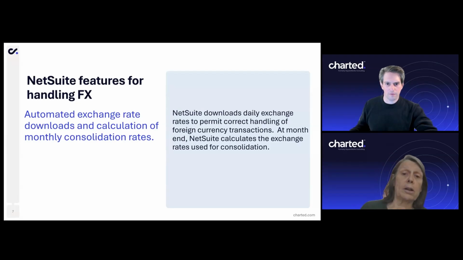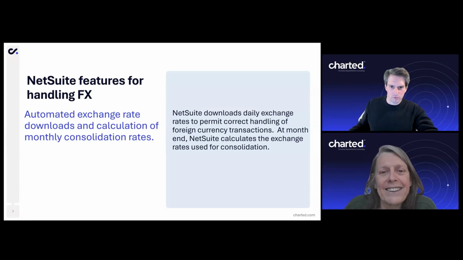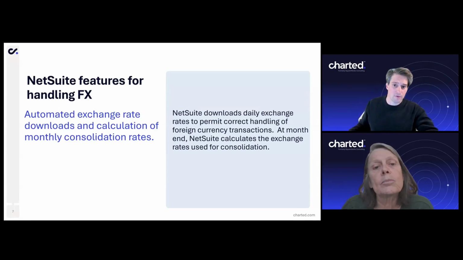Peggy, I've got a few questions coming in. So, yes. One on weighted average rate. Is the weighted average rate based on the value of transactions or number of transactions? Value exchange.